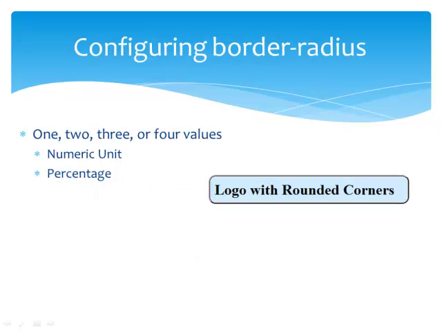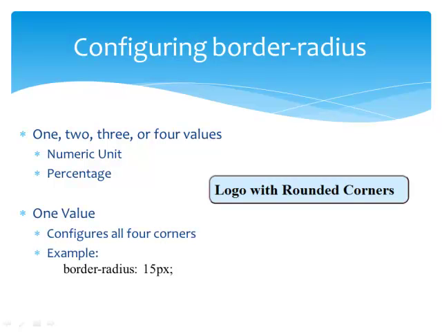You can configure the border-radius property with 1, 2, 3, or 4 values. The values can be numeric units, like a pixel or em unit, or percentages. If you code one value, it configures the radius of all the corners. Here's an example with border-radius set to 15 pixels.